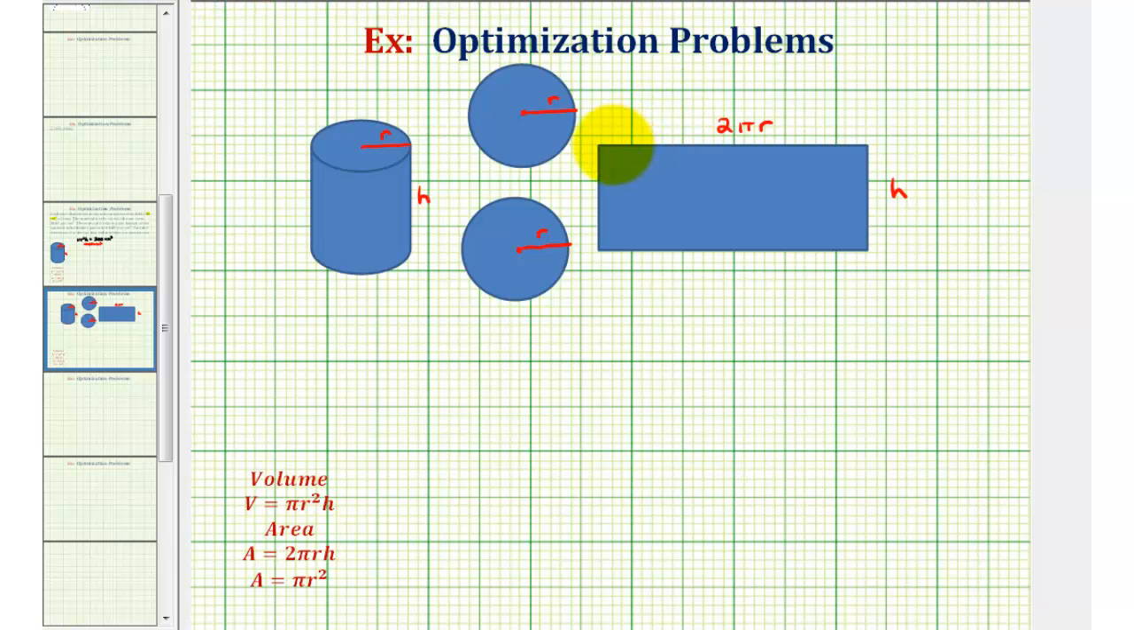And then this length here is a little tricky. This actually comes from the circumference of the circle here. And the formula for the circumference of a circle is equal to 2 pi r. And again, remember the cost for the top and bottom is 5 cents per square centimeter. And the cost for the side is 4 cents per square centimeter.